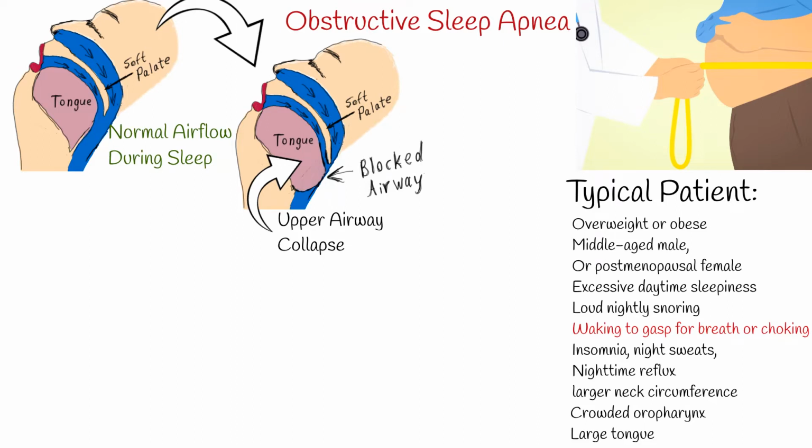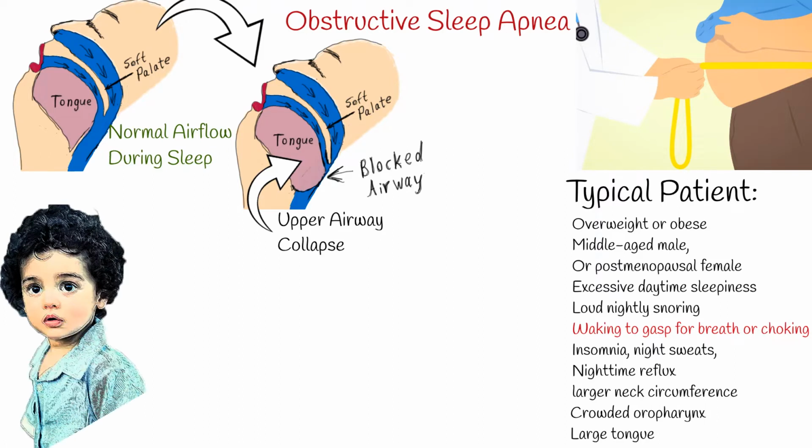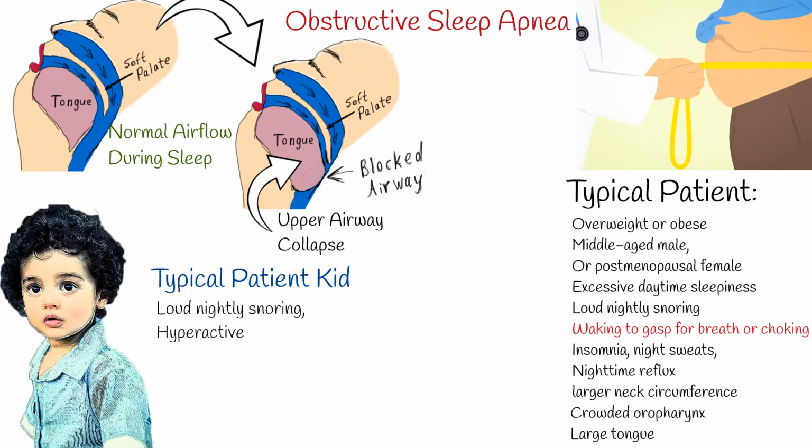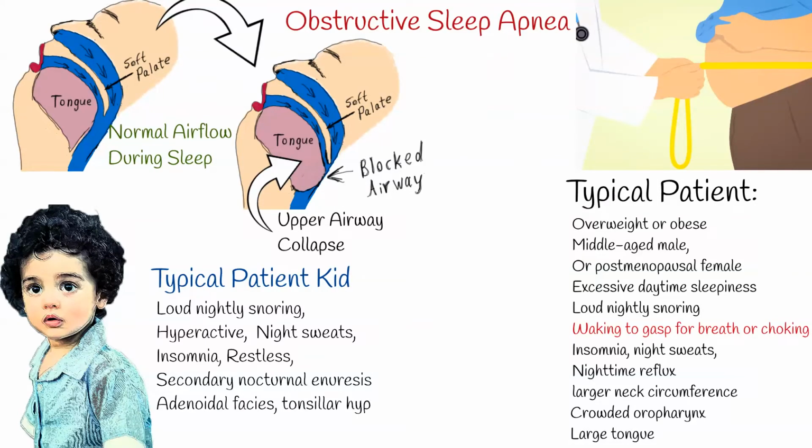The typical child with obstructive sleep apnea will have loud nightly snoring, may be hyperactive rather than sleepy, and may have academic difficulties. These children can be incorrectly diagnosed with attention deficit hyperactivity disorder, ADHD. Night sweats, nighttime reflux, sleep maintenance insomnia, restless sleep with frequent limb movements, and secondary nocturnal enuresis may also be present. A physical exam is often notable for adenoidal facies, tonsillar hypertrophy, hyponasal speech, and a high-arched palate.